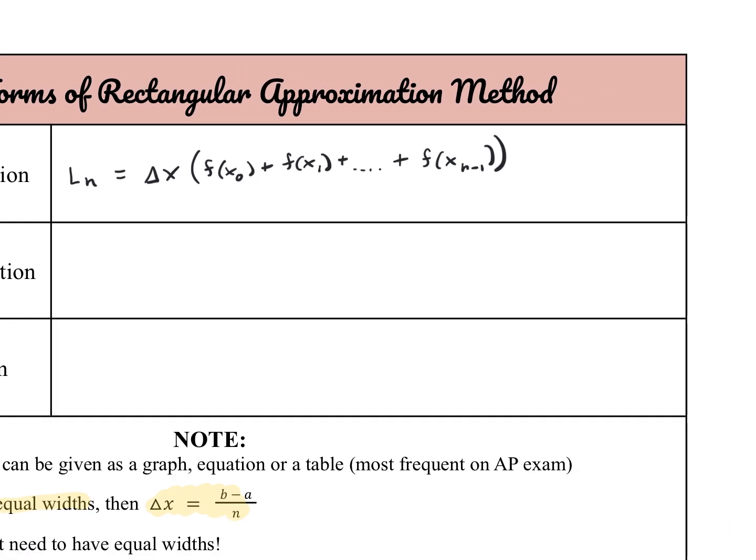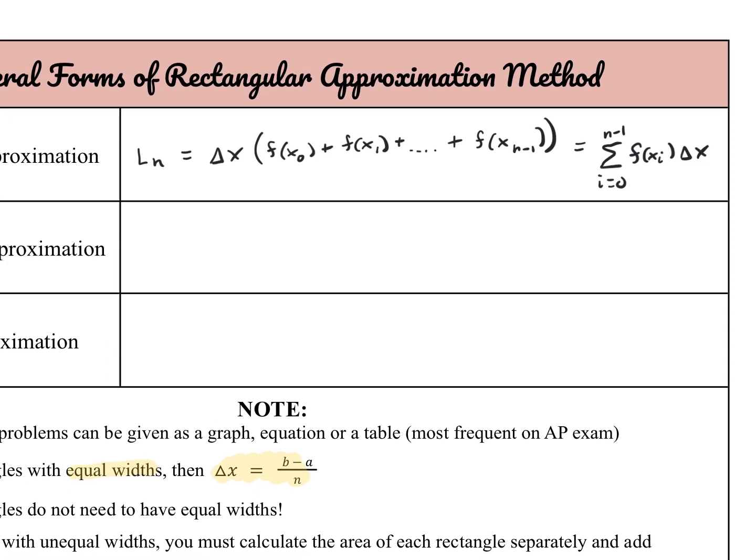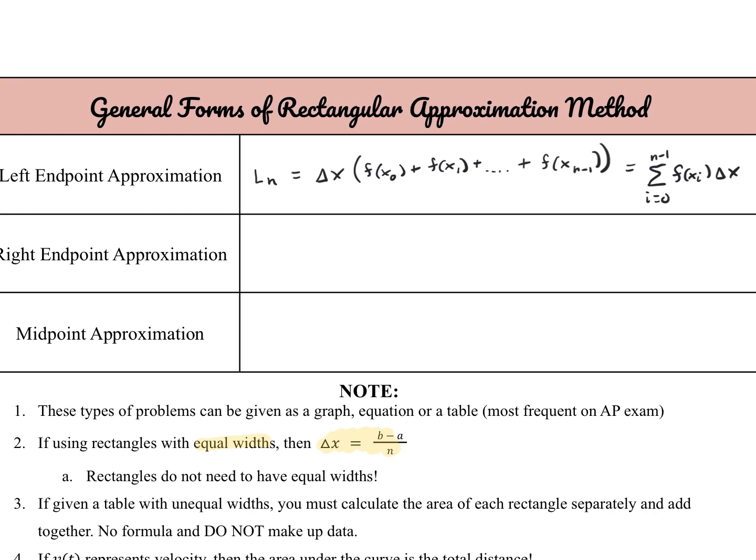Now, a more general way to write this, since we're taking the sum, we can use summation notation and say from i equals 0 to n minus 1. So again, that last x value is always 1 less than our right side endpoint. And then we'll say f of x sub i times delta x. Again, it's just the height of our rectangle times the width of our rectangle. So that's the general form for our left endpoint approximation.